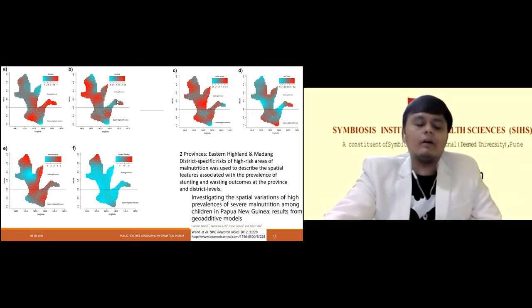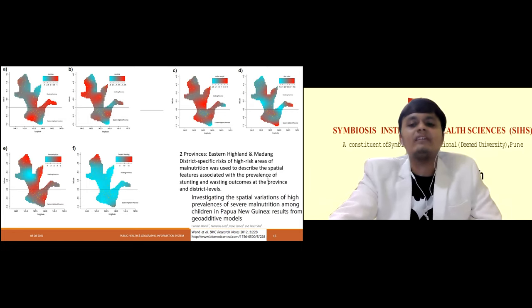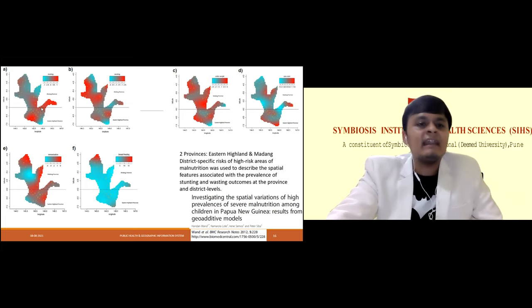With the same procedure they did it for underweight, sick child, immunization status, and breastfeeding. With the help of this preliminary study, they identified district-specific high risk areas of malnutrition. It was used to describe the spatial features associated with high prevalence of stunting and wasting at the two province level and at the district level.